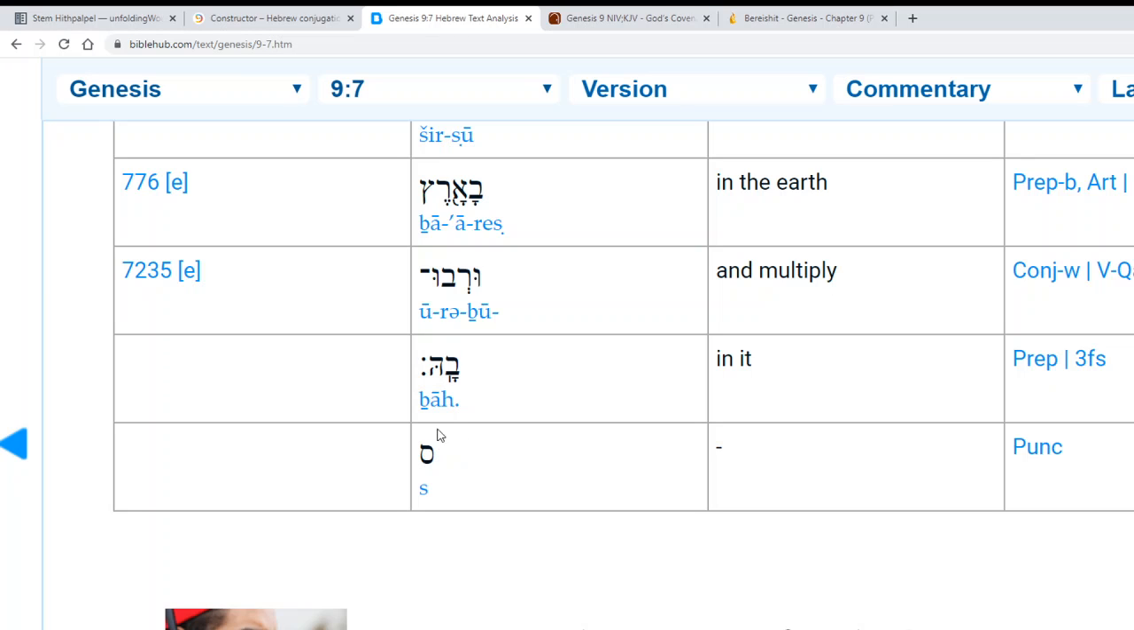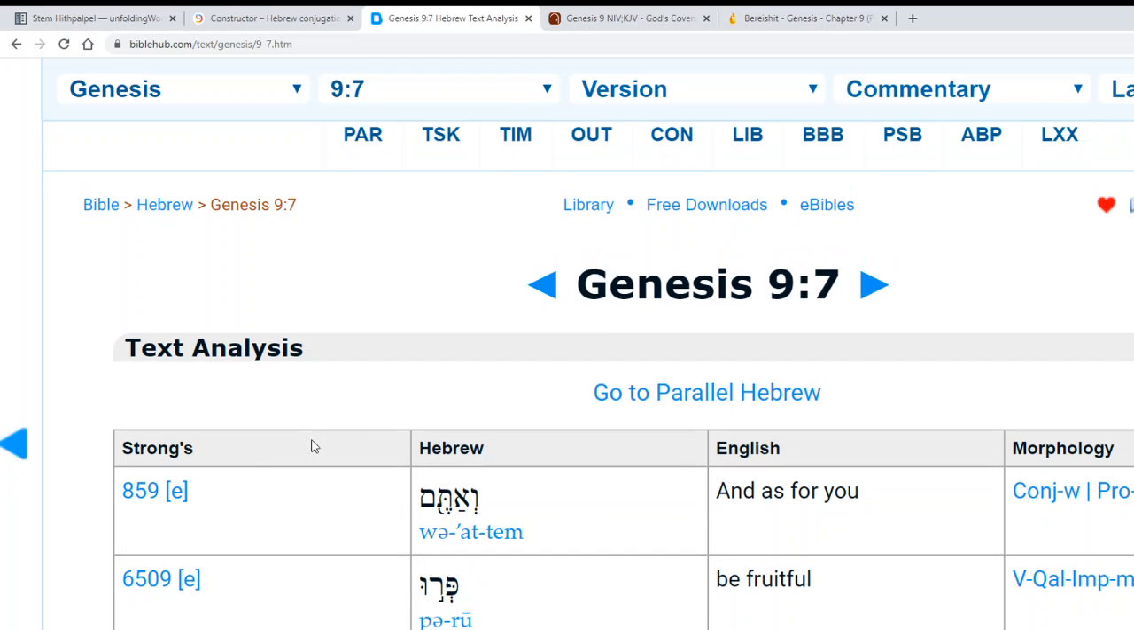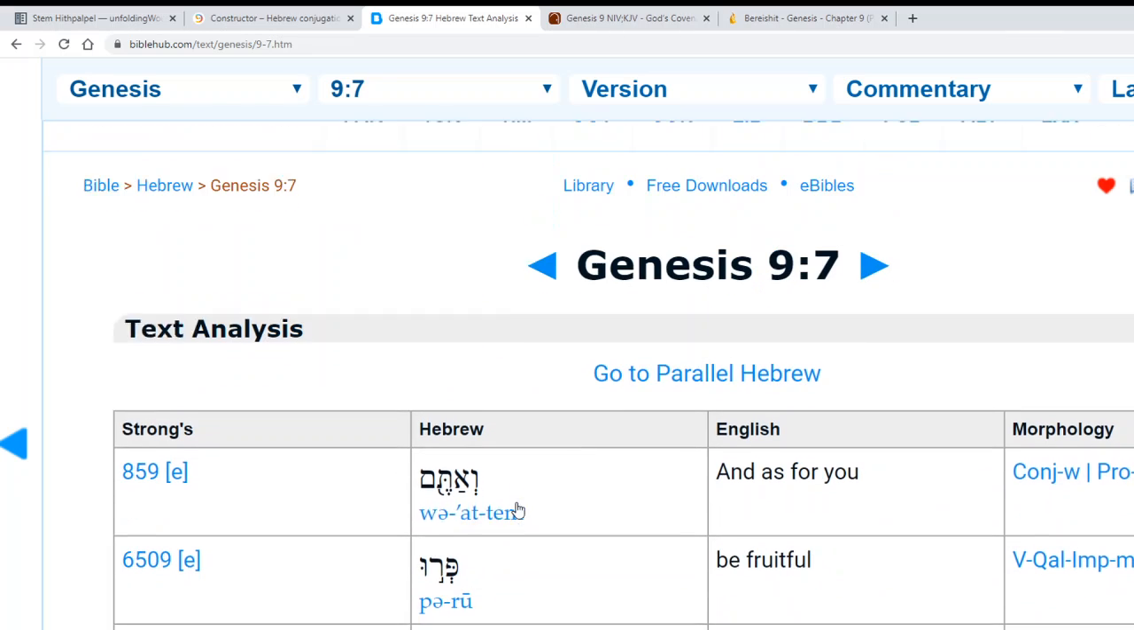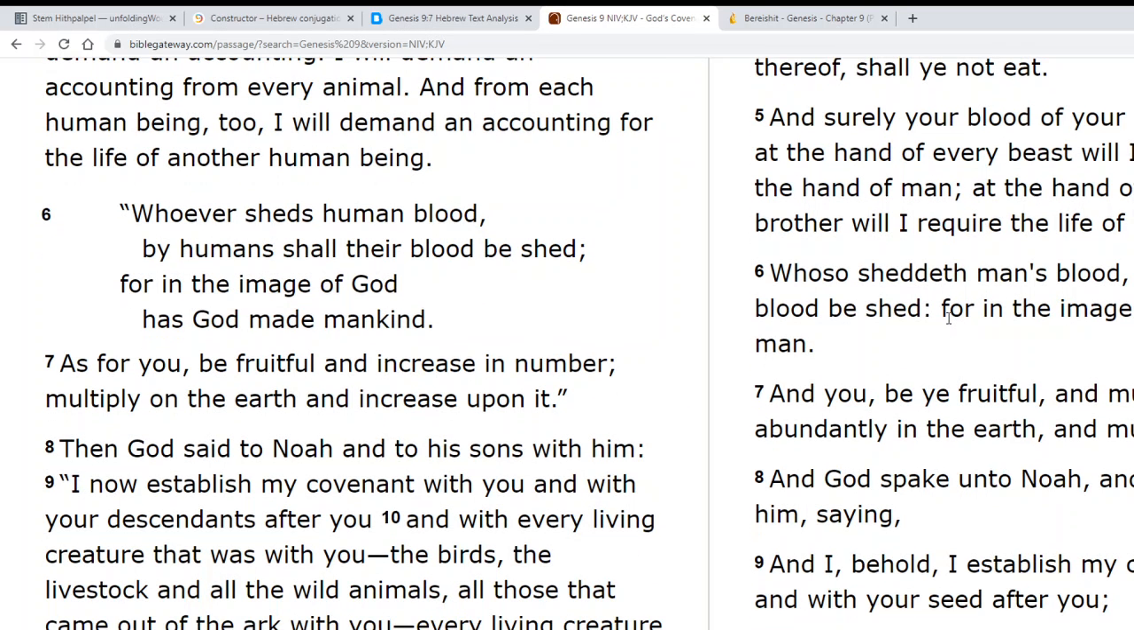A patucha, an open space, goes until the very end of the line. There's no new word that you would see at the end of the line. Okay, so let's look at verse 7. And you, be ye fruitful and multiply, bring forth abundantly in the earth, and multiply therein. So NIV: as for you, be fruitful and increase in number, multiply in the earth, and increase upon it. I don't understand that semicolon there.